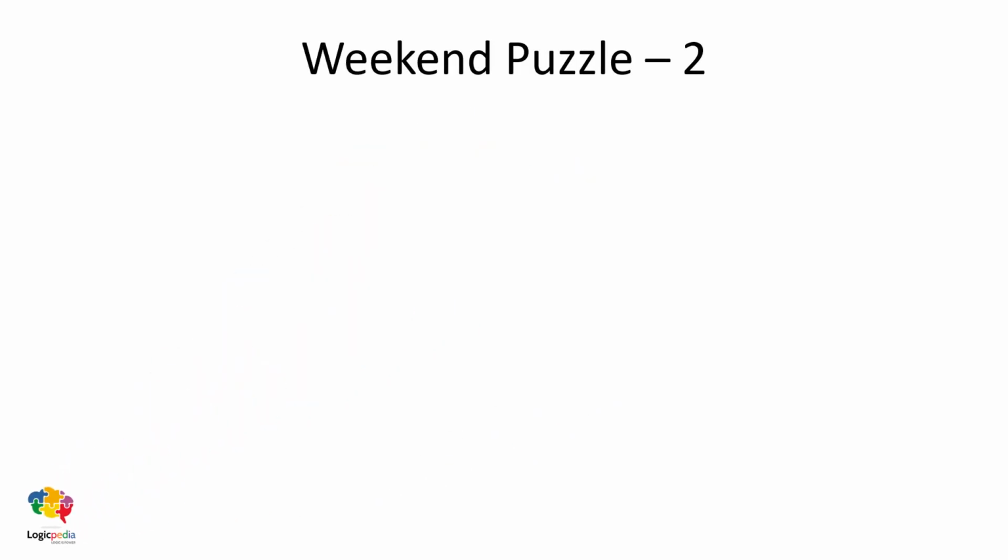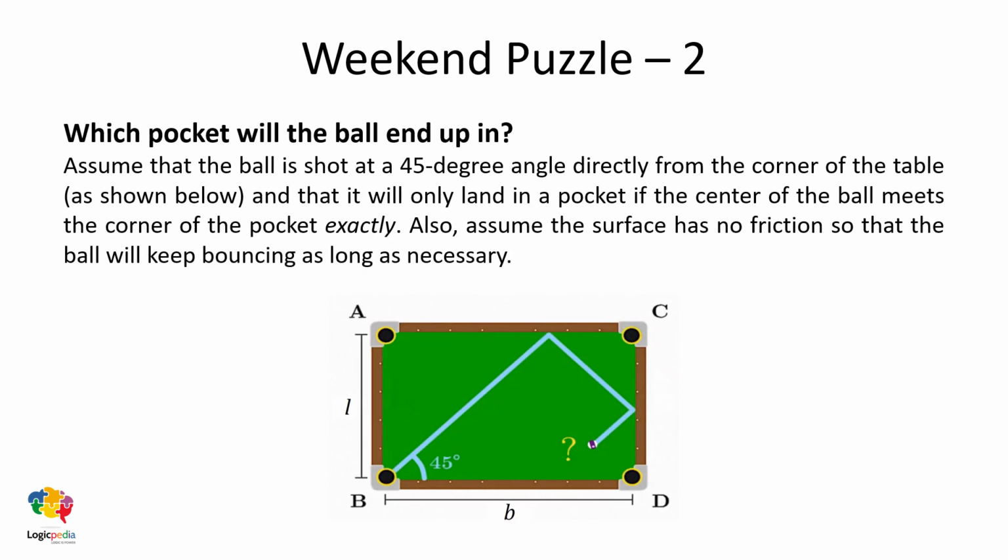Today we are going to solve Weekend Puzzle 2. Which pocket will the ball end up in? Assume that the ball is shot at a 45-degree angle directly from the corner of the table as shown below, and that it will only land in a pocket if the center of the ball meets the corner of the pocket exactly. Also, assume the surface has no friction so that the ball will keep bouncing as long as necessary.